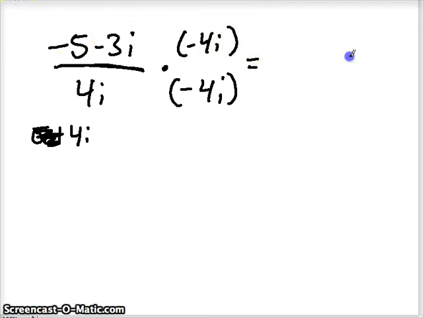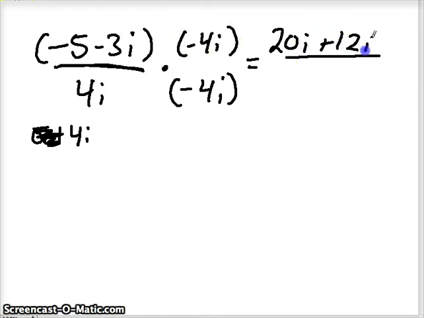Alright, so up top, we're going to have to distribute this to everything right here. So negative 4i times negative 5 is positive 20i. We should have written that last, but that's okay. And then negative 3i times negative 4i, that's positive 12i squared. Negative 3 times negative 4 is positive 12, and then i times i is i squared. And that is over whatever the product of these are. That's negative 16, that's 4 times negative 4, and then i times i will give us another i squared.